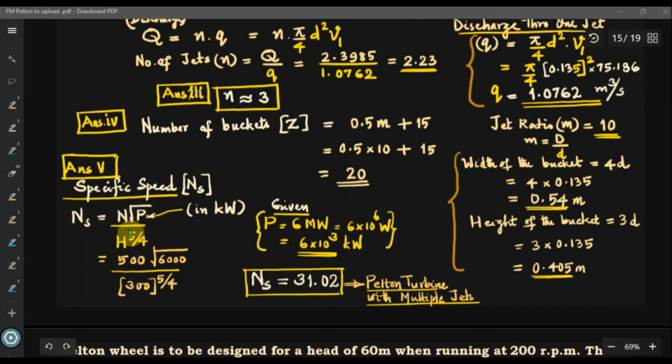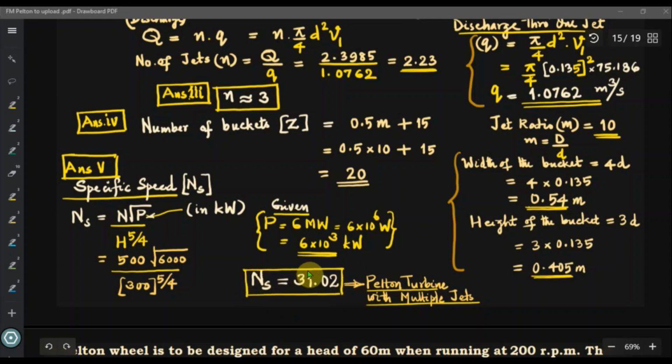So the rotational speed N is 500 into square root of 6,000 divided by the net head h, that is 300 raised to 5 by 4, that is 1 raised to 1.25. So what do you get? The specific speed is 31.02. It is not dimensionless, it has a unit but not RPM, it's a complex unit. So let us present it like Ns is equal to 31.02. This is the specific speed of the given Pelton turbine.